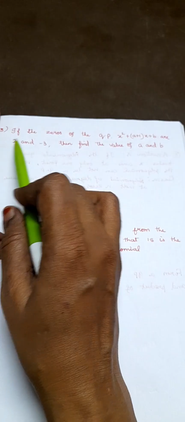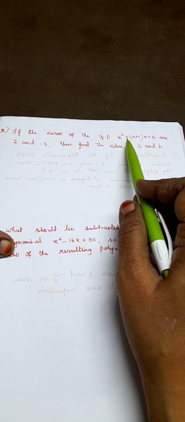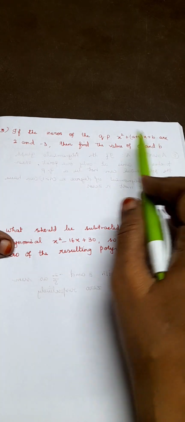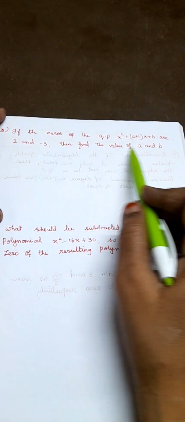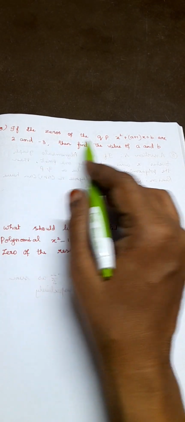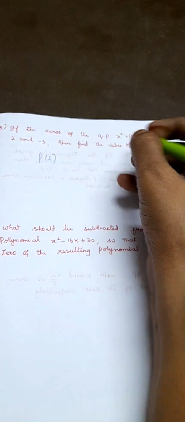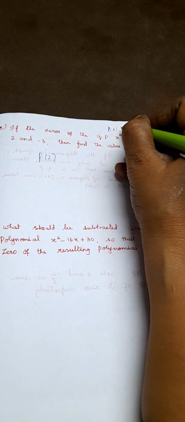The next problem is here: if the zeros of the quadratic polynomial x square plus a plus 1 into x plus b are 2 and minus 3, then find the values of a and b. Right. Here they said that 2 and minus 3 are the zeros of the polynomial. So first we'll find out p of 2, right? We take it as p of x, right? P of x equal to this.